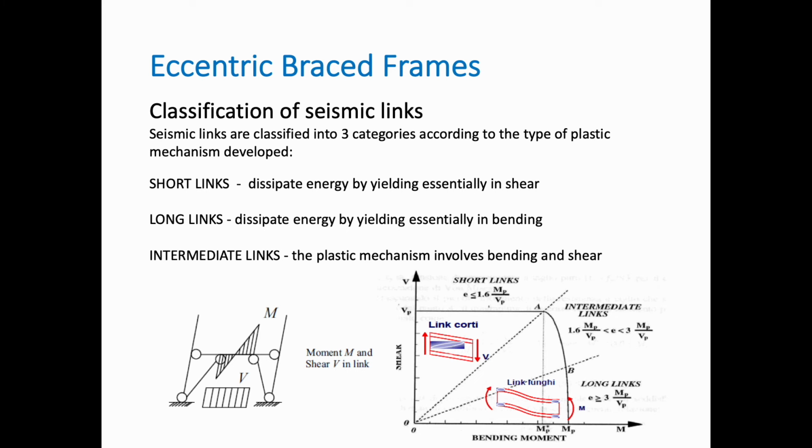There are three classification categories: the short links, the long links, and the intermediate links. The short ones dissipate energy by yielding, essentially in shear. They're more like compact sections. The long links usually dissipate energy by yielding in bending, and for the intermediate links, the plastic mechanism involves both bending and shear. And in the graph below, you can see the different types of these seismic link elements, and how we go about proportioning the design of these with some factors that we use here.